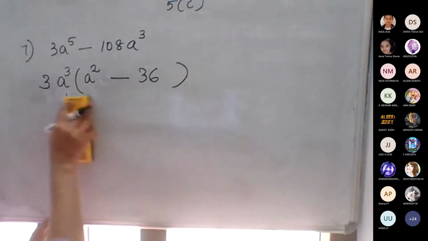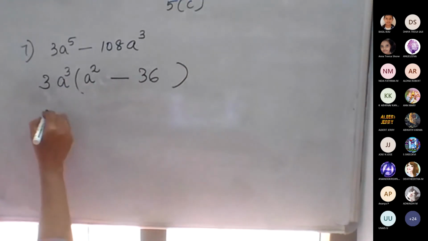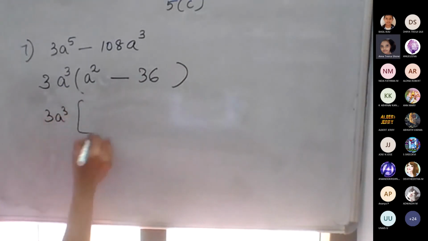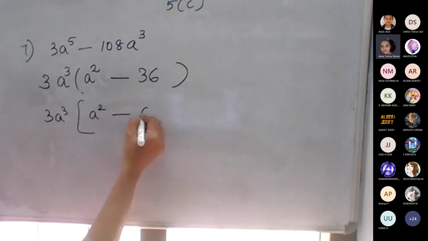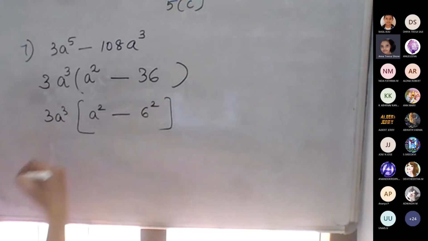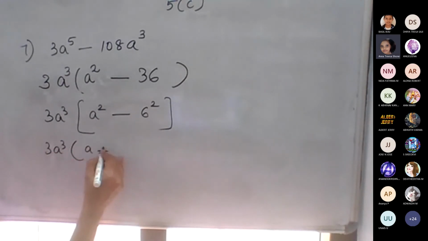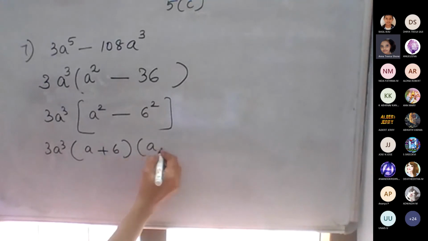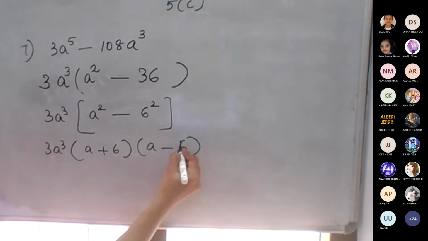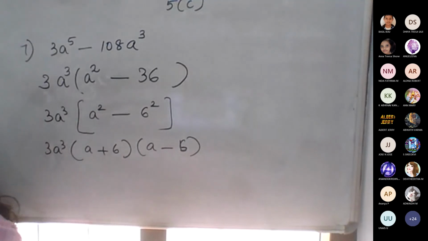So 36 we can write it as 6 square. Then 3a cube into a square minus 6 square, which is 3a cube into a plus b into a minus b. That is a plus 6 into a minus 6.